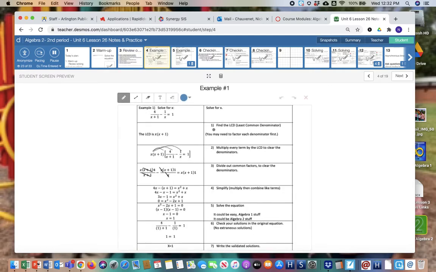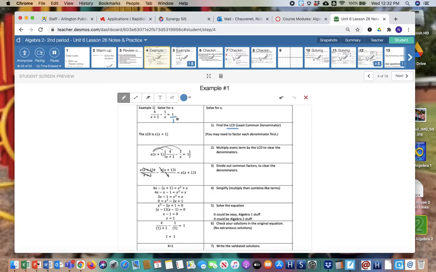So let's look at a pre-done example here. We have 4 over x plus 1 minus 1 over x equals 1. The first thing I would always say is if you don't see a denominator at all, remember it's implied to be a 1, so toss a 1 down there. Now, let's find that LCD. So how are you going to do this? Well, if you need to factor any of the denominators or take out a GCF, whatever, then you need to do that part first.